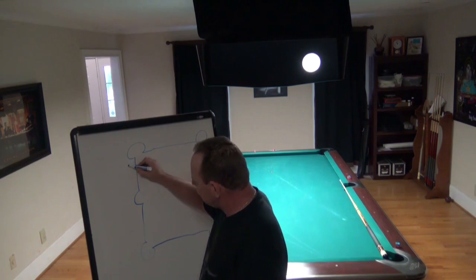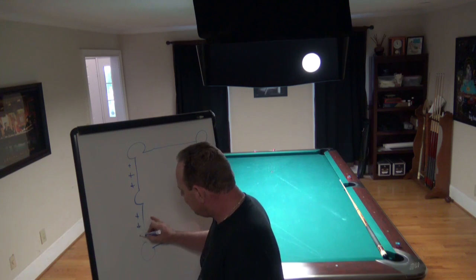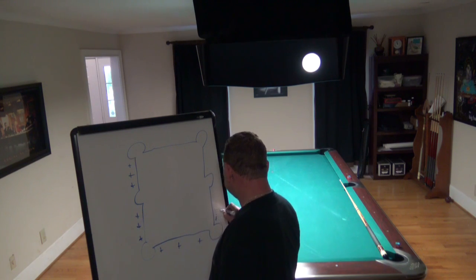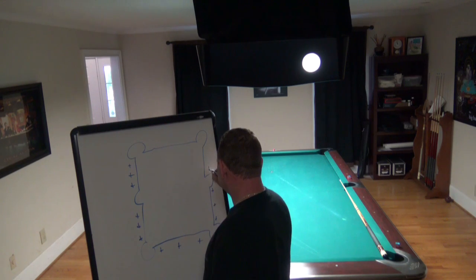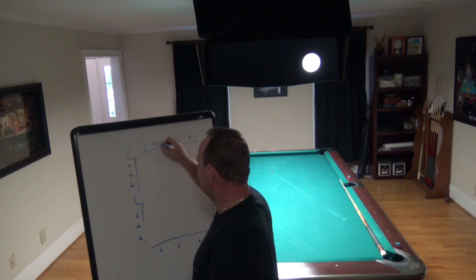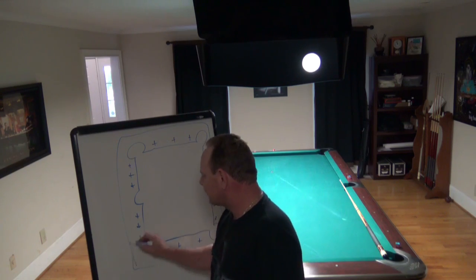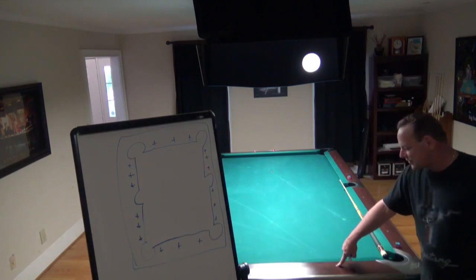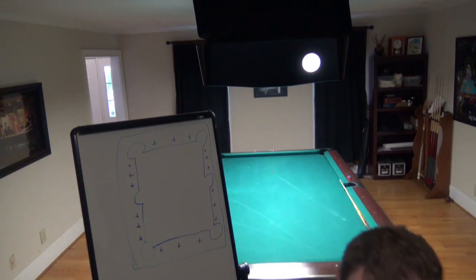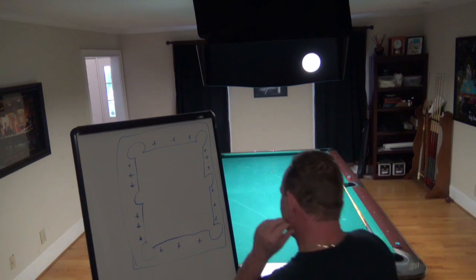Alright, on the side of the table you got what's called diamonds, and there's 3 of them on each rail. And I know that for some of you, you know what diamonds are. I don't have to explain it. But just in case somebody's watching that doesn't know what they are, they're these little spots on the side of the rail.